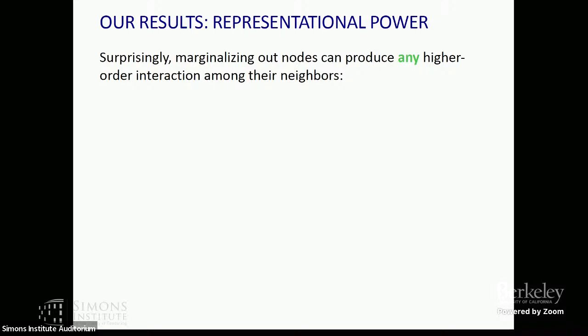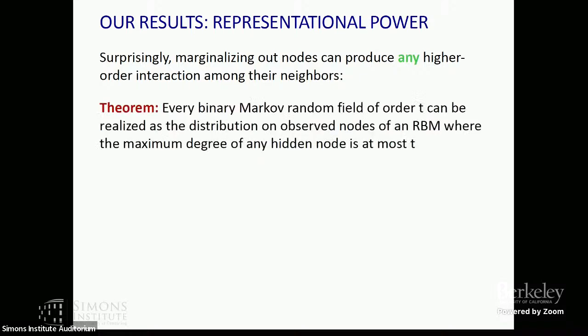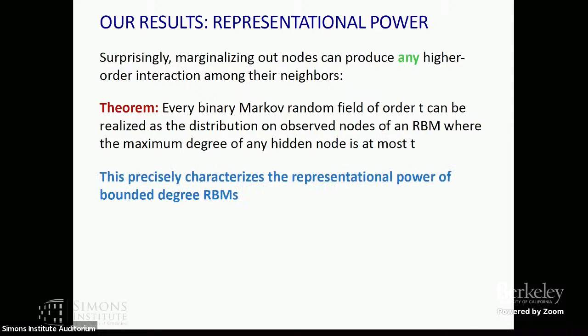But actually, the pretty surprising thing is that the converse is true too, that if you take any Markov random field, you can actually realize it as a bounded degree restricted Boltzmann machine. So the theorem is that every binary Markov random field f of order t can actually be realized as the distribution on the observed nodes of some restricted Boltzmann machine where the maximum degree of any hidden node is at most t. So this is actually a complete model for this class of Markov random fields. So this gives, in a sense, a very precise characterization of the representational power of these bounded degree RBMs.